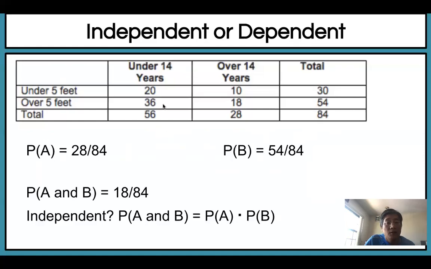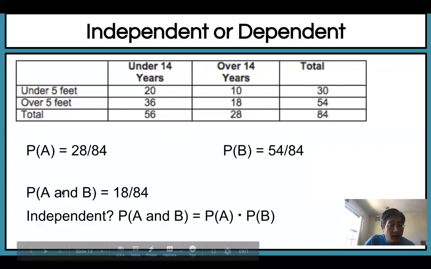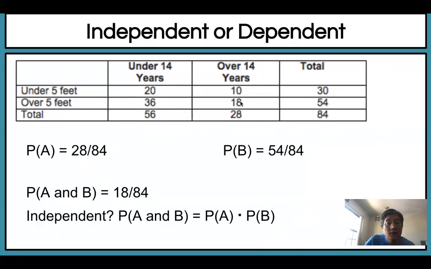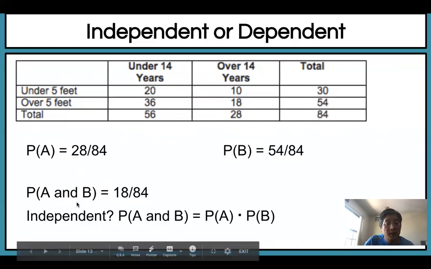Both. So A and B, right? The probability of A and B is the intersection. How many people are both? So the intersection of A and B is 18. These 18 people are over 14 years old and over 5 feet. Do you understand? So the probability of A intersection B is 18 out of 84.